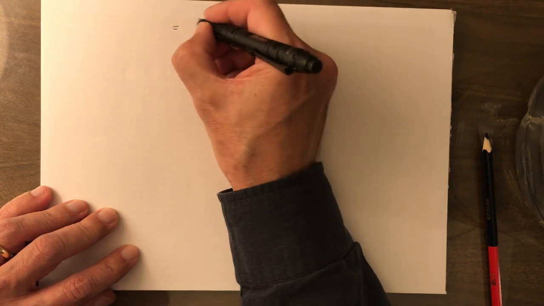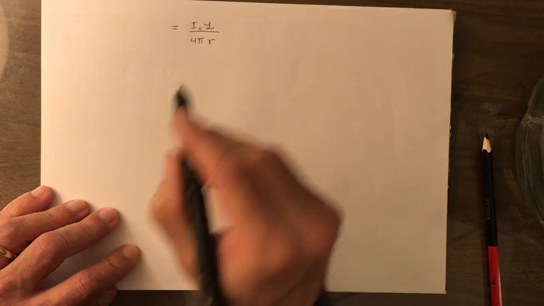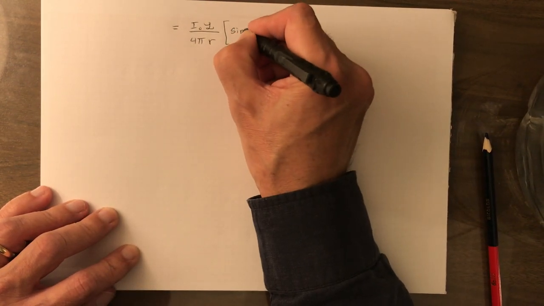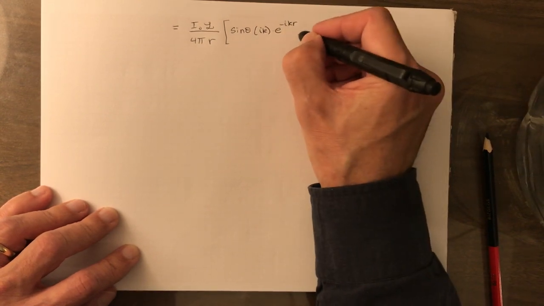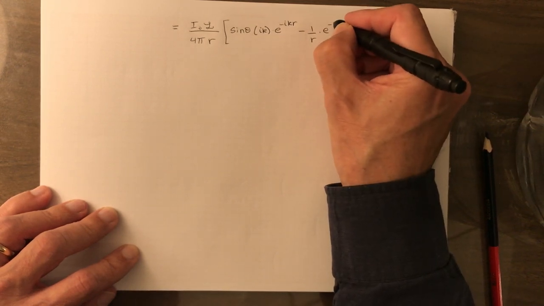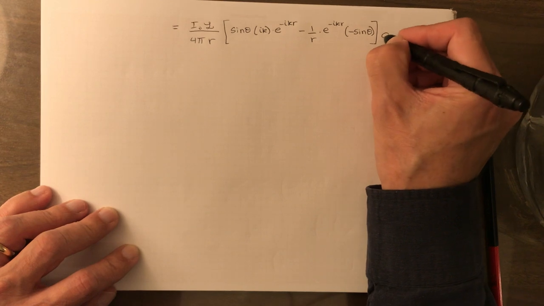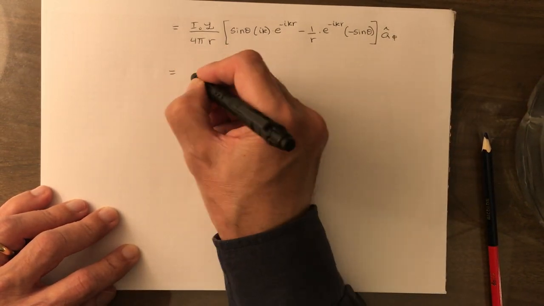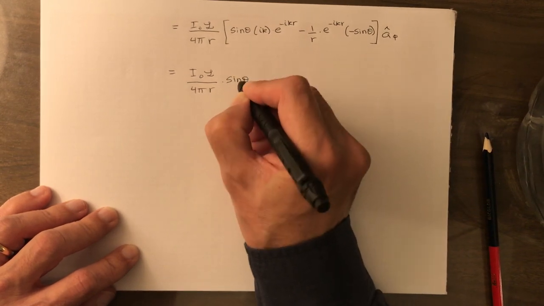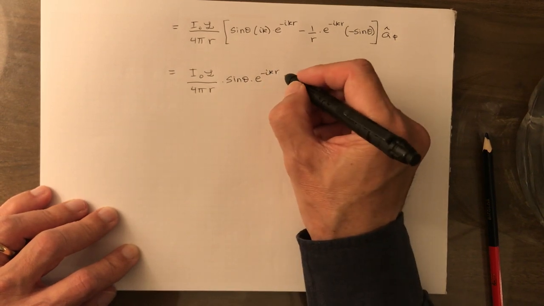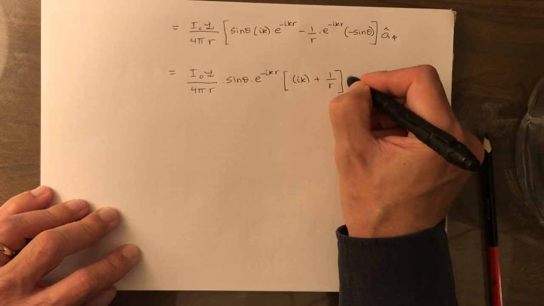So this then becomes the constants I naught L over 4 pi. This is not a constant, but it's there, R. And then sine theta times IK times e to the minus IKR minus 1 over R e to the minus IKR times minus sine theta A phi unit vector, which is equivalent to I naught L over 4 pi R. Pull out the sine thetas, pull out the e to the minus I k r, and we have the following: I k plus 1 over r times a phi hat.